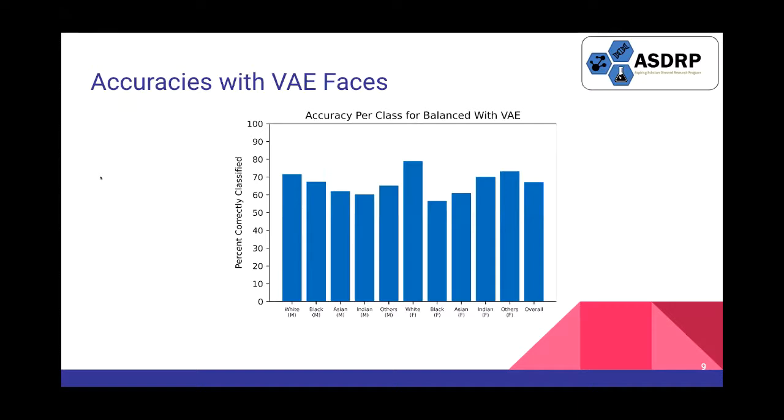These are the results for the balanced with VAE dataset. This was one of our methods with the synthetic image generation that Joseph talked about. If you take a look at the graph, it's pretty even all across the board. The male columns and the female columns have high accuracies and have reduced the bias significantly compared to the original imbalanced dataset.